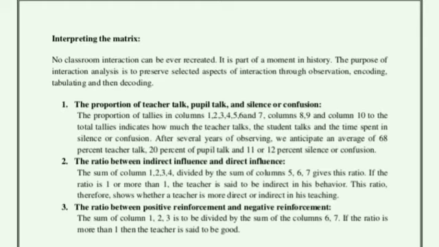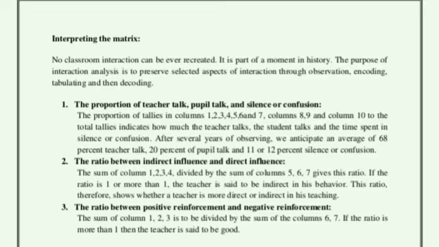First, the proportion of teacher talk, pupil talk and silence or confusion. The proportion of tallies in columns 1, 2, 3, 4, 5, 6, 7, 8, 9 and 10 to the total tally indicates how much the teacher talks. For calculating in the example, we get teacher talk equal to 60 by 80 into 100. That is, the proportion of teacher talk is equal to 75. Similarly, using this example, we can calculate pupil talk and silence or confusion.